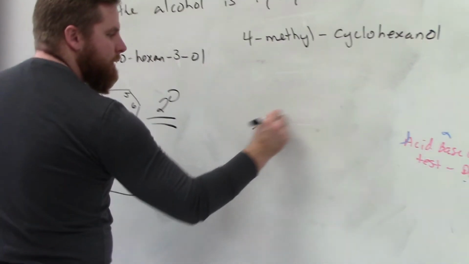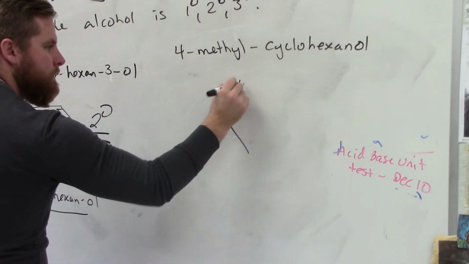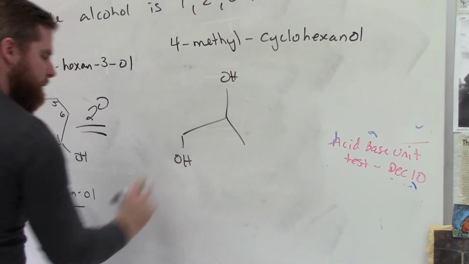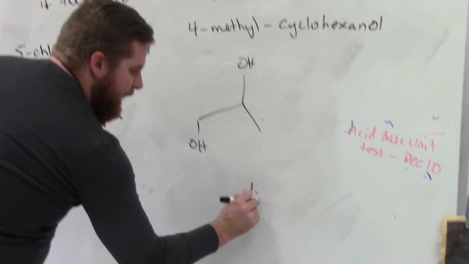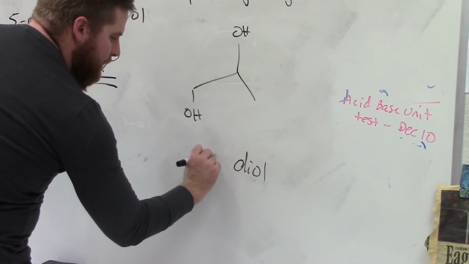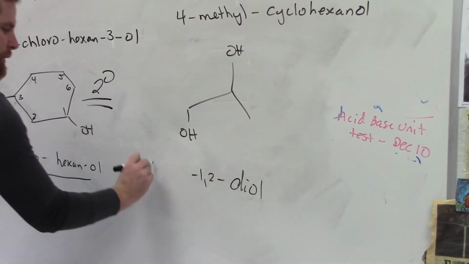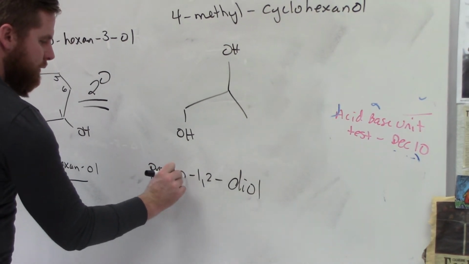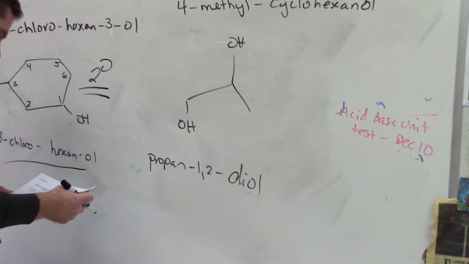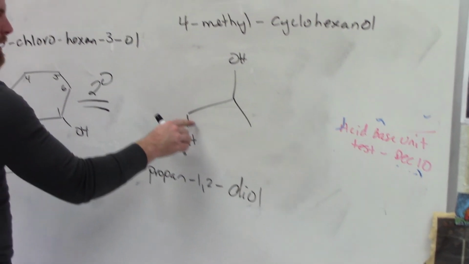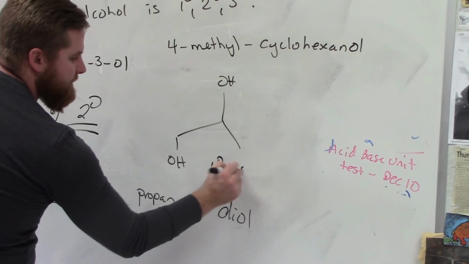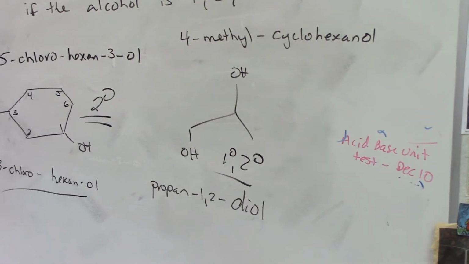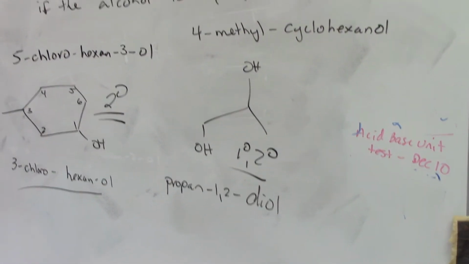And then let's say we have this. So this is 2 alcohols, that's a diol, and this is on carbon 1 and 2. And so this is propan-1,2-diol. And again, this is actually a primary and a secondary alcohol at the same time. Okay?